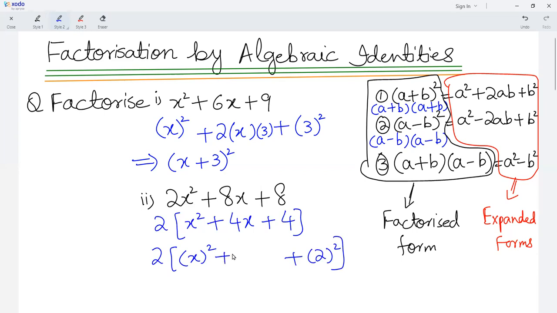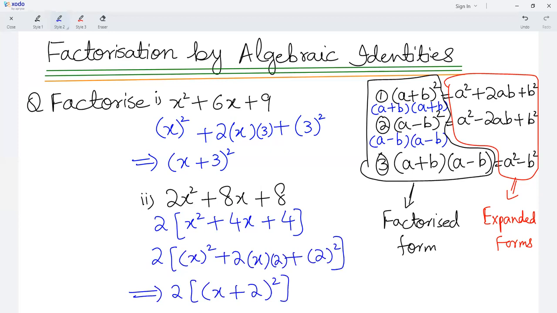In the midterm, it must be having 2 times a times b. a will be x and b will be 2. It's satisfying 4x? Yes, perfect. So in the last step, we can write it as 2 times a, which is x, plus b, which is 2, whole squared. So 2 times x plus 2 whole squared will be the final result. So we have done two of the specific types of questions that will come from part 1.